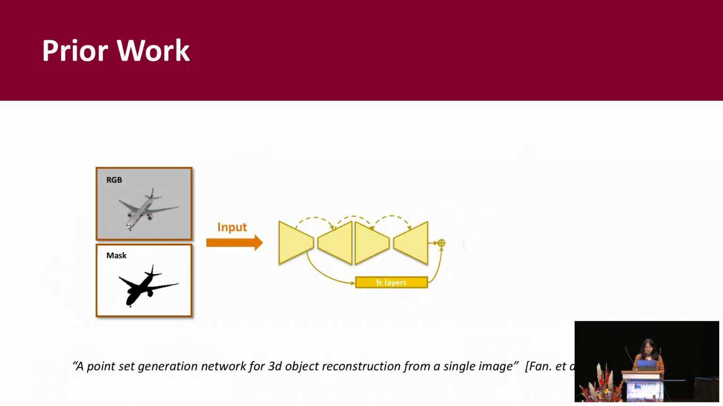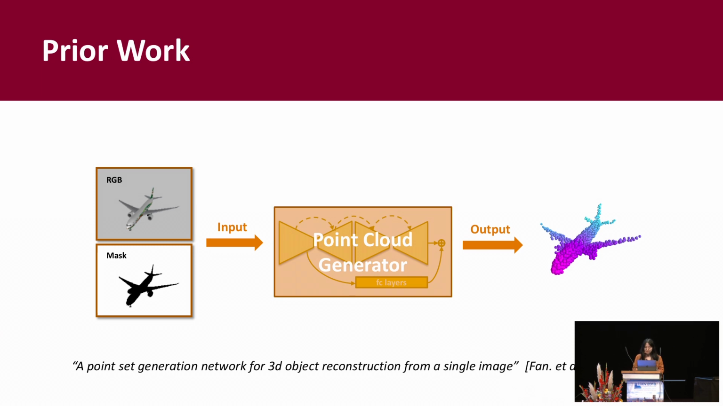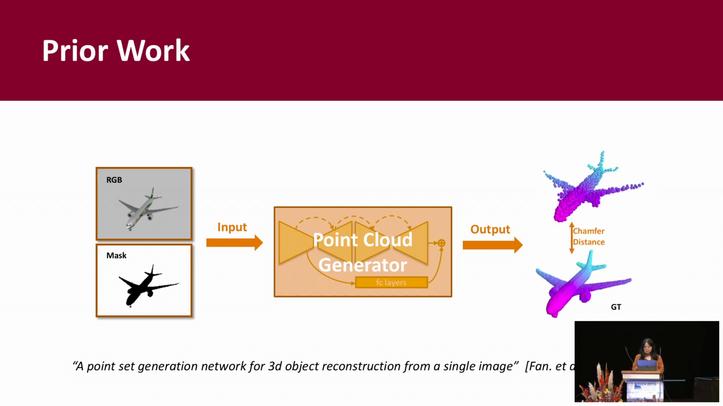Point set generation network is a pioneer work to utilize point representation for 3D reconstruction. The network is composed of several encoder-decoder hourglass modules and a fully connected branch. It's responsible for generating point locations that map the input image to its corresponding point cloud. Chamfer distances are designed to measure the distance between the predicted point set and the ground truth set.